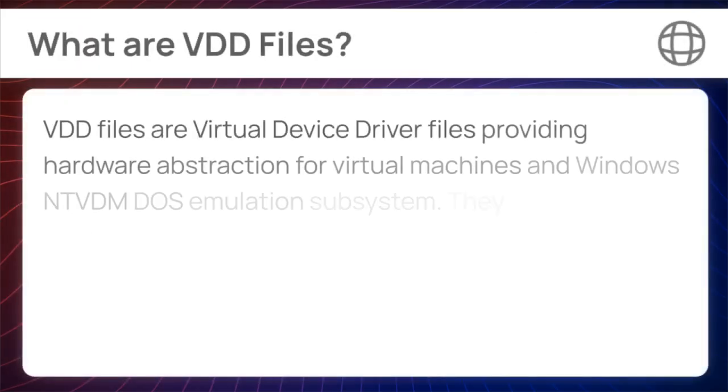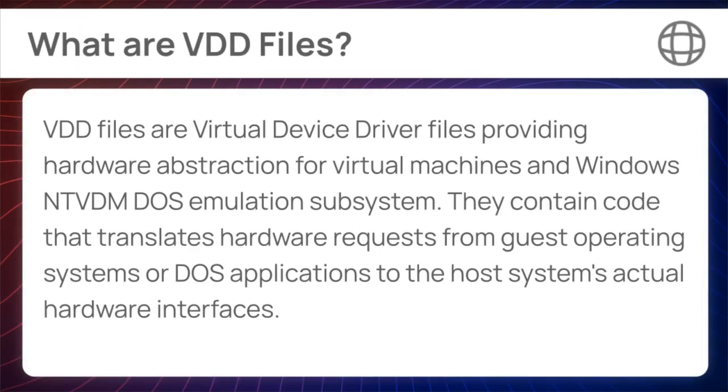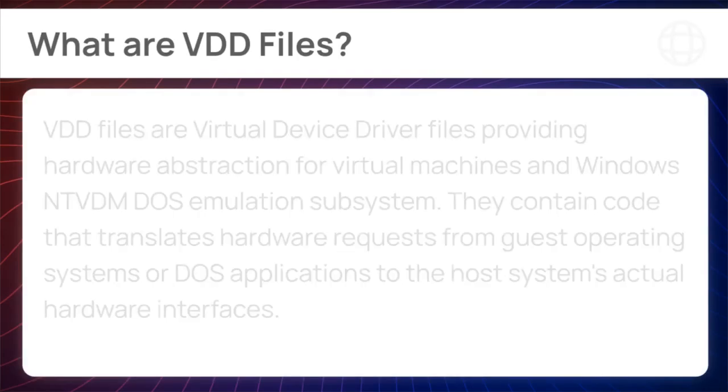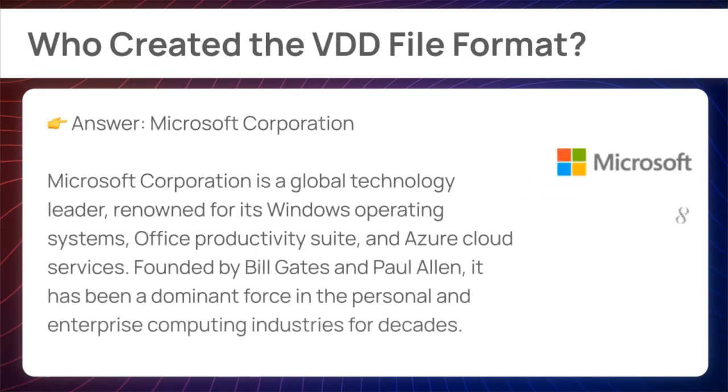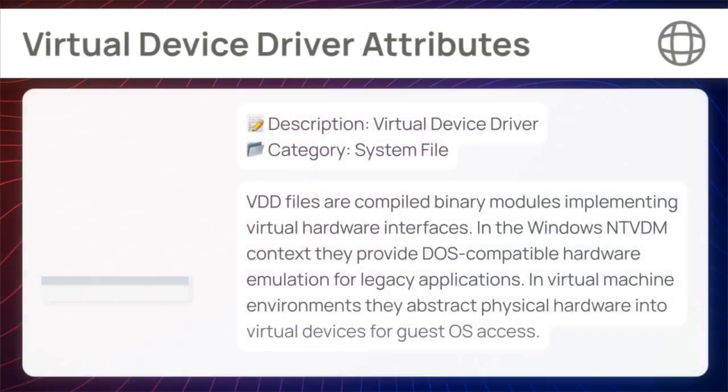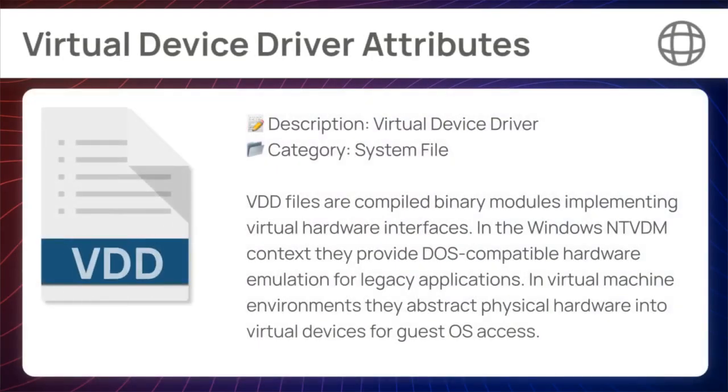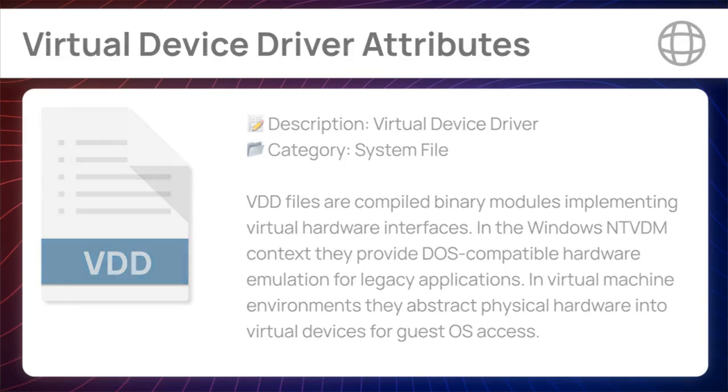VDD files are virtual device driver files, providing hardware abstraction for virtual machines and Windows NTVDM DOS emulation subsystem. They contain code that translates hardware requests from guest operating systems or DOS applications to the host system's actual hardware interfaces. VDD files are compiled binary modules implementing virtual hardware interfaces. In the Windows NTVDM context, they provide DOS-compatible hardware emulation for legacy applications. In virtual machine environments, they abstract physical hardware into virtual devices for guest OS access.